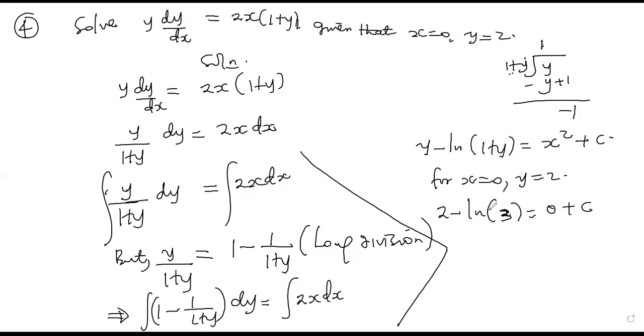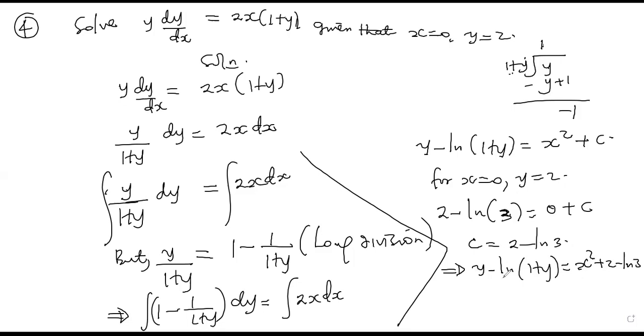Yeah, so it means that the value of c is 2 minus ln 3. So it implies that our function will become y minus ln(1 plus y) is equal to x squared plus 2, that is, x squared plus 2 minus ln 3.